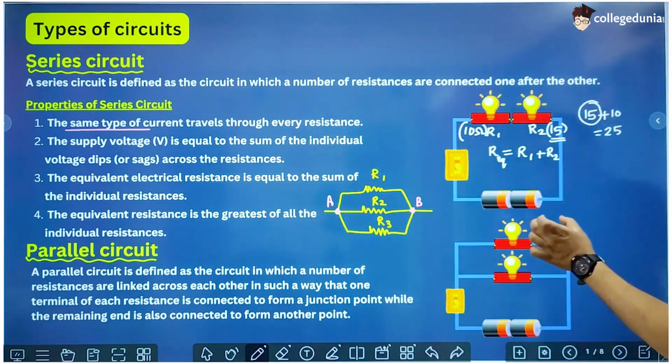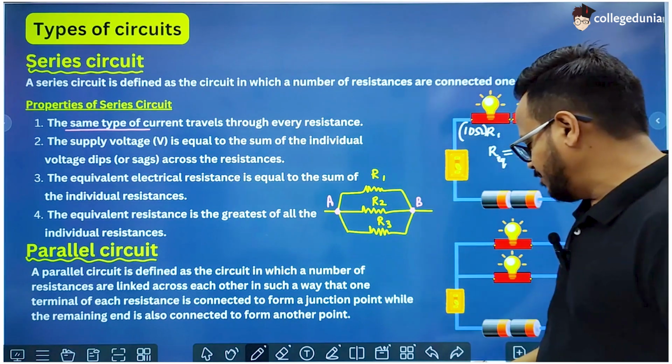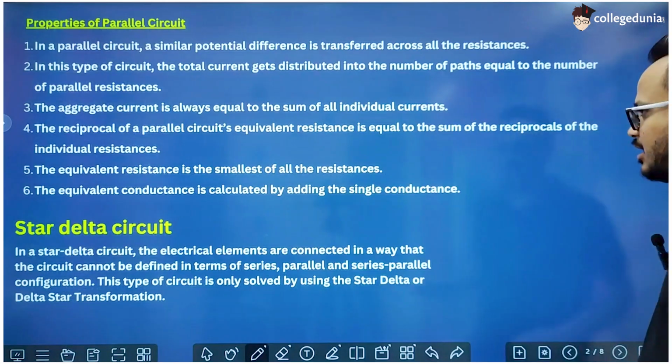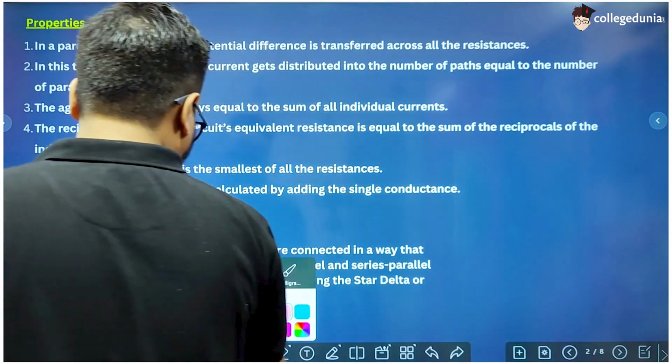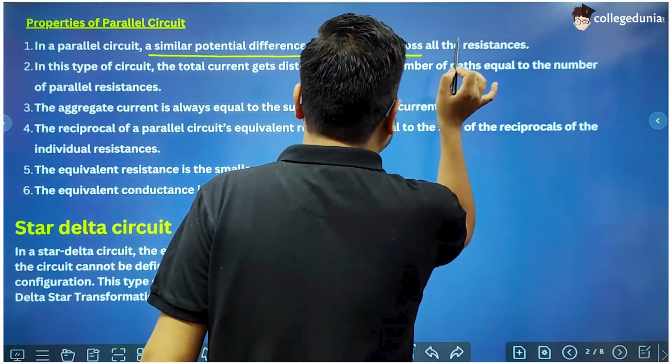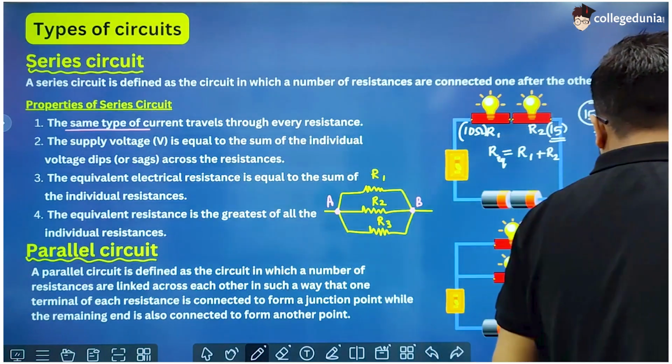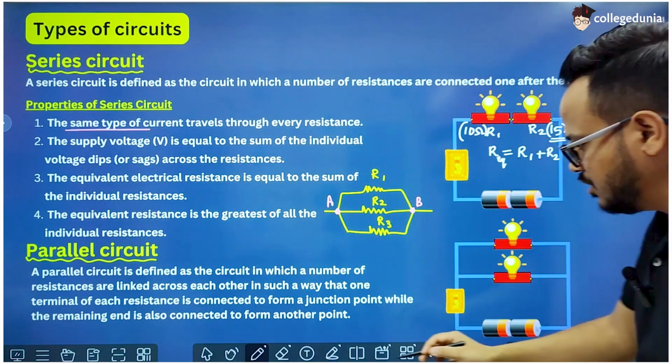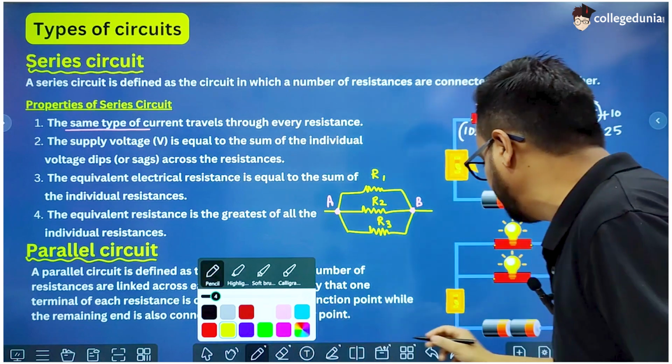Here we have shown two bulbs which are connected in parallel. So what are the characteristics of parallel arrangement? In a parallel circuit, potential difference is same across all the components. Why will the potential difference be the same across all the components? Because potential difference is always between 2 points.